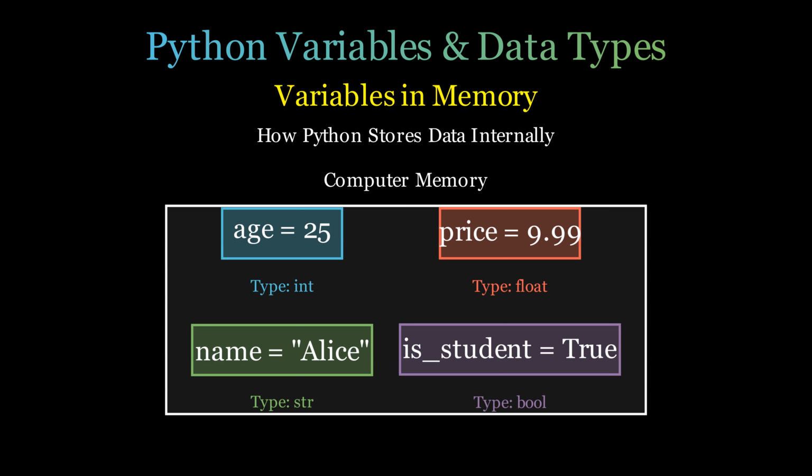The age variable stores an integer. Price stores a float. Name holds a string. And is_student contains a boolean. Python keeps track of each variable's type automatically, which is why we call it dynamically typed. The memory addresses shown here are simplified. In reality, they would be hexadecimal numbers, representing actual memory locations.